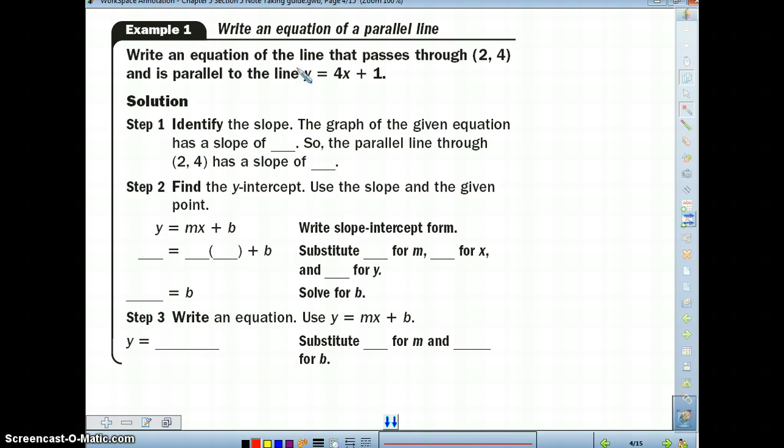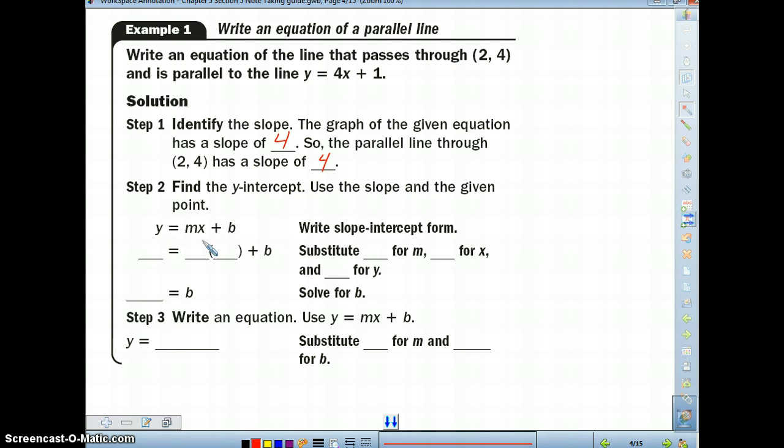Alright, so we're going to write an equation of the line that passes through (2, 4) and is parallel to this line, y equals 4x plus 1. Well, the first thing we have to do is look at the slope. We know that parallel lines have the same slope. The graph of the given equation has a slope of 4, so the parallel line through (2, 4) has to have a slope of 4 as well. Okay, so we're going to find the y-intercept.